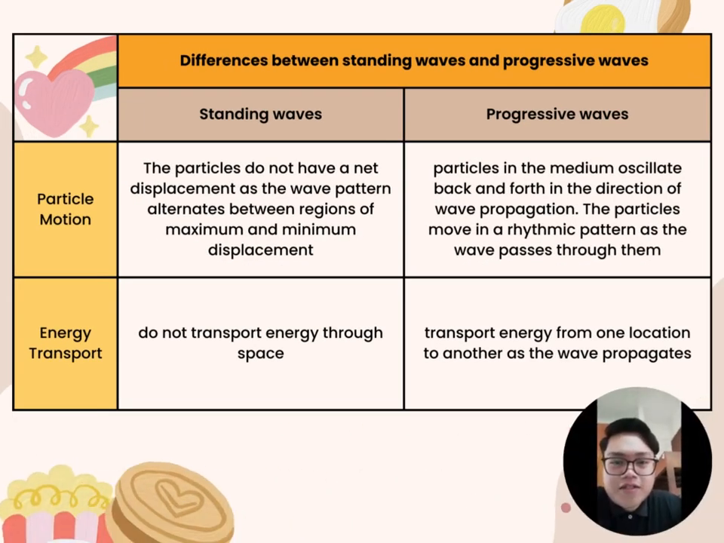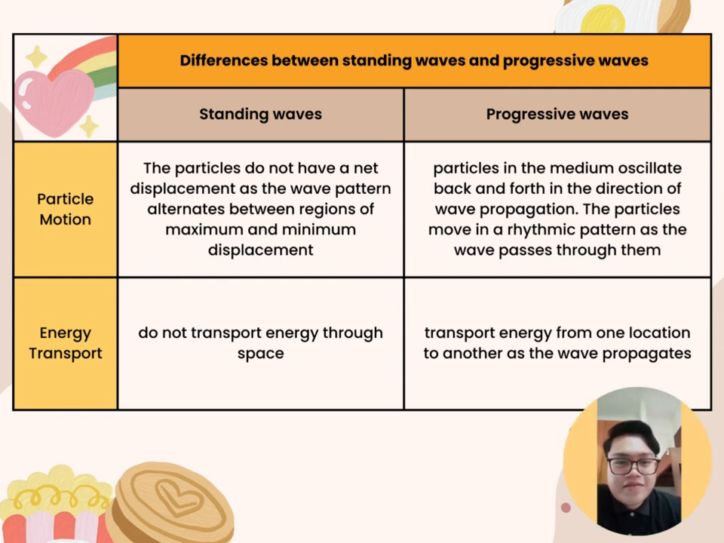Next, particle motion. In a standing wave, particles in the medium oscillate or vibrate in a fixed position. The particles do not have a net displacement as the wave pattern alternates between regions of maximum and minimum displacement, while in a progressive wave, particles in the medium oscillate back and forth in the direction of wave propagation. The particles move in a rhythmic pattern as the wave passes through them.